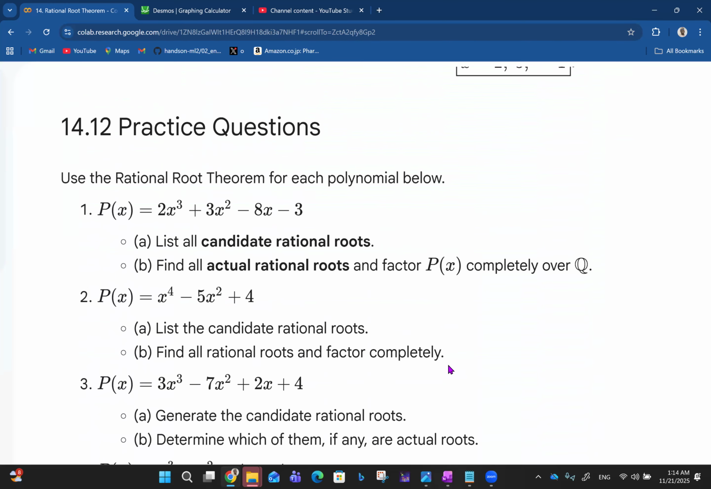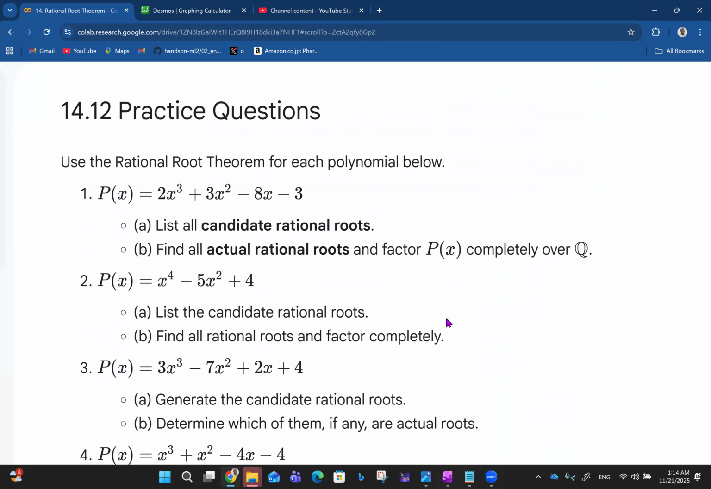So I'm solving this first question. Use the rational root theorem for each polynomial below. P of x equals 2x cubed plus 3x squared minus 8x minus 3. Here the possible candidates will be, for example, minus 3 over 2, with the factors plus or minus 3 over plus or minus 2, so you have 3 over 2 and all of that.